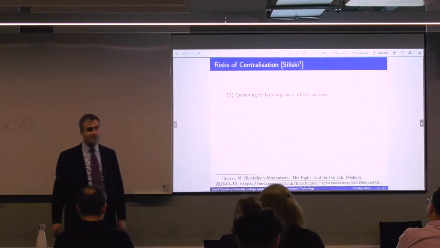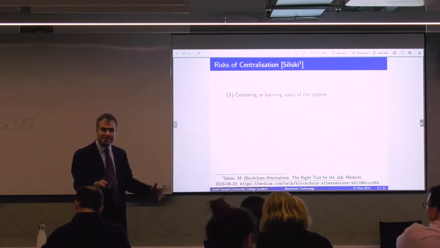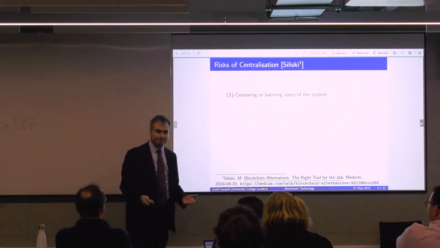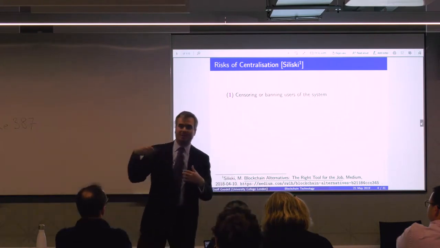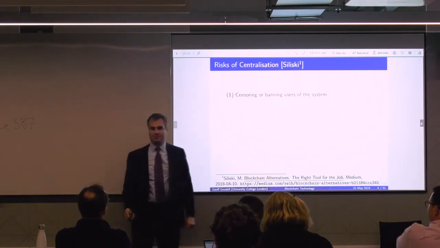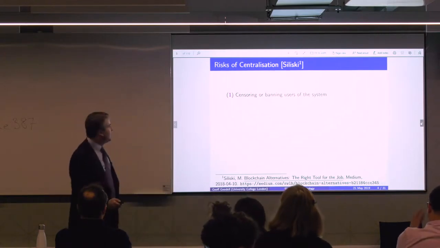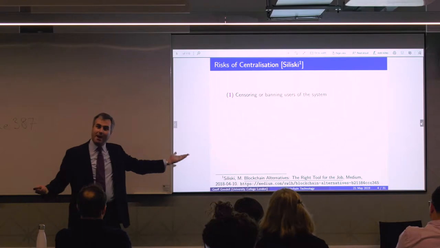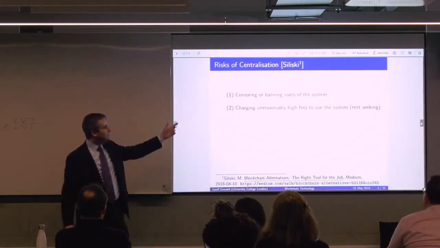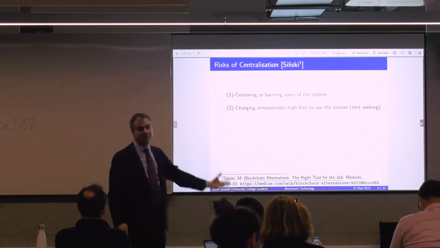Number one, the party that's in the center, so remember that centralized system graph that we just looked at, could censor or ban users of the system. So when Professor Asti talked about incentives versus sanctions, think about this as being the ability to apply sanctions. When you're in the center, you can run a blacklist. And you can use that blacklist to censor or ban. Simple.